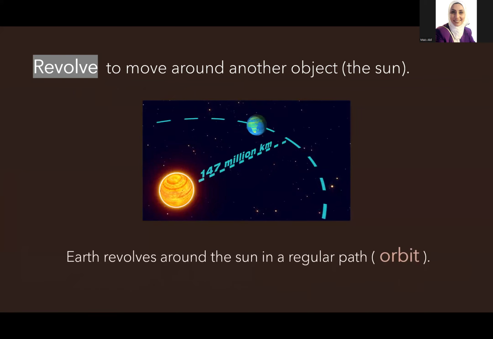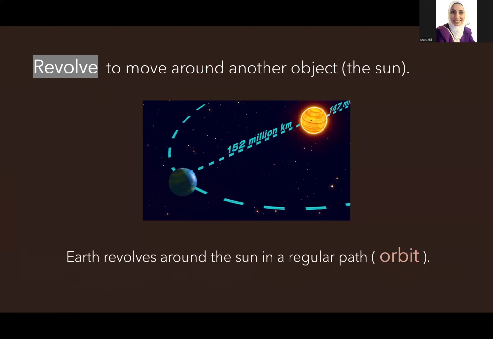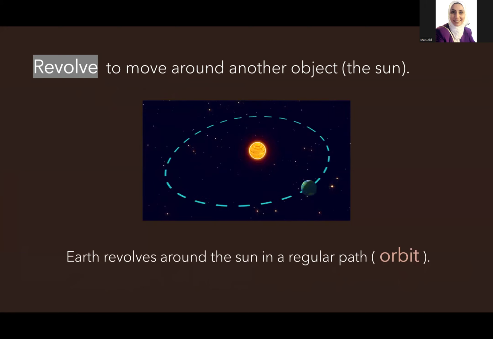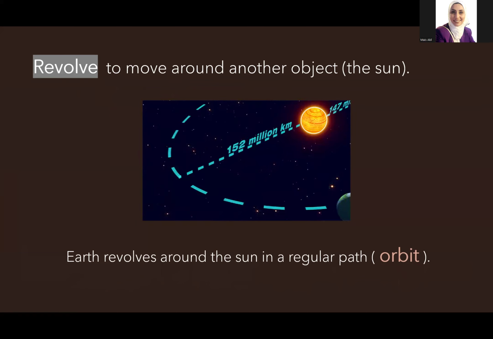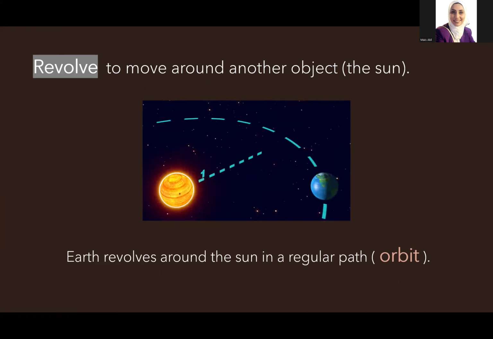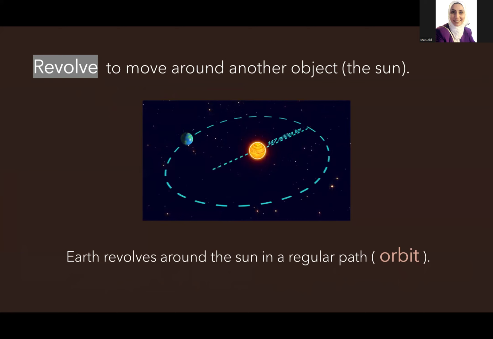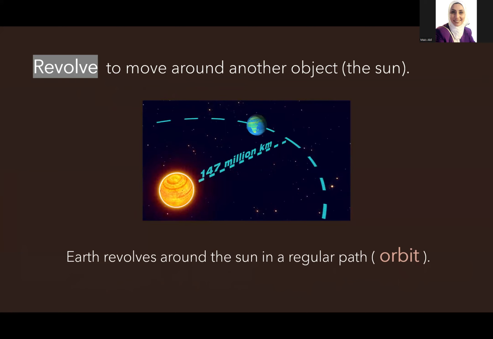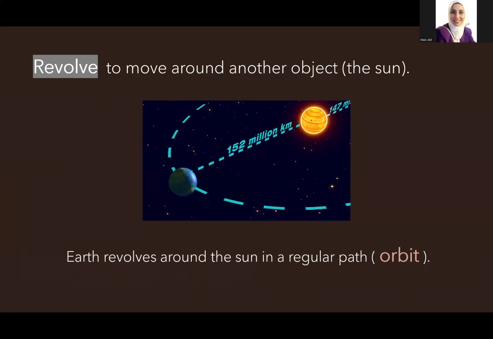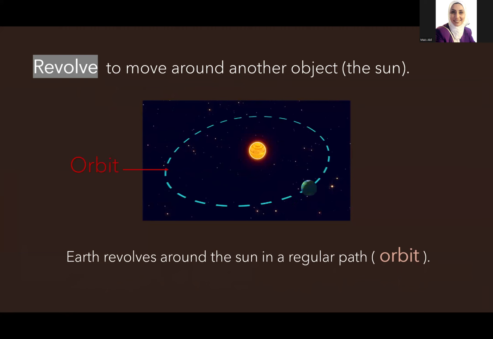And Earth revolves around the sun in a regular path. As you see here, the Earth is moving in a regular path. It's not a real line, it's an imaginary line, but this line shows how the Earth is following this path. It is not going out of this path. So this is the orbit.